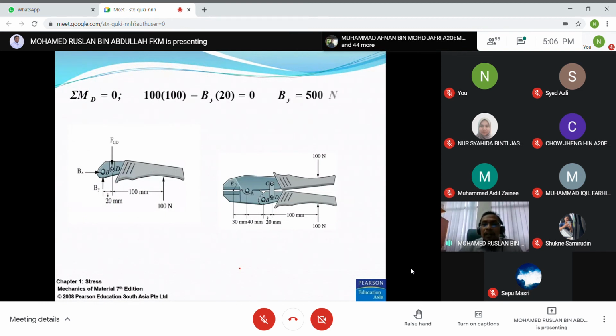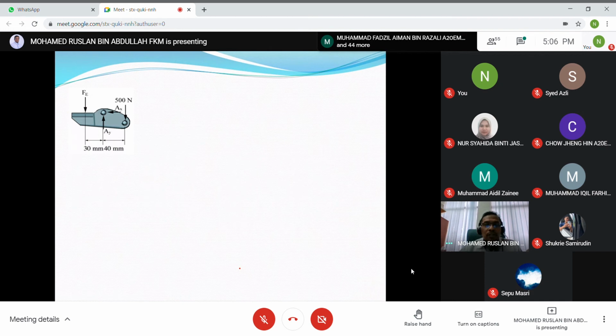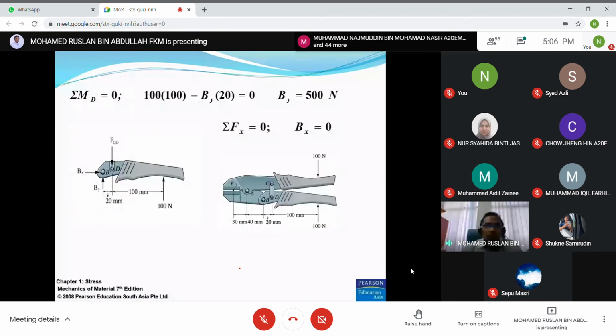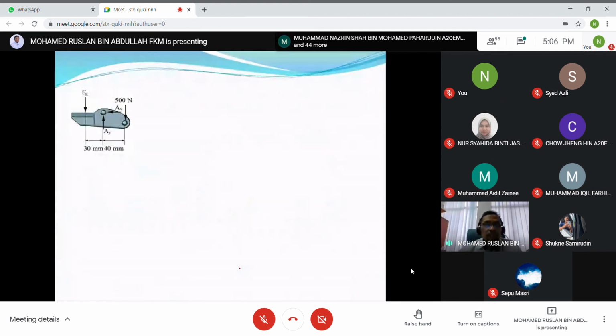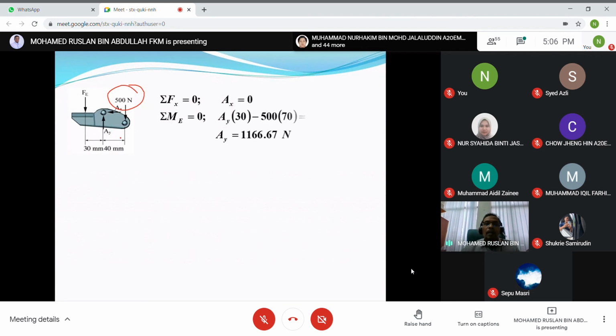So for moment, By is 500 Newton, Bx equal to 0. So when you transfer By equal to 500 here, you can see that this is downward. And Ay, Ax, and so on. So again, you can apply the equilibrium equations, total Fx, Fy, and moment. You can see that Ax equal to 0, Ay equal to 1166.67. So that is Ay.